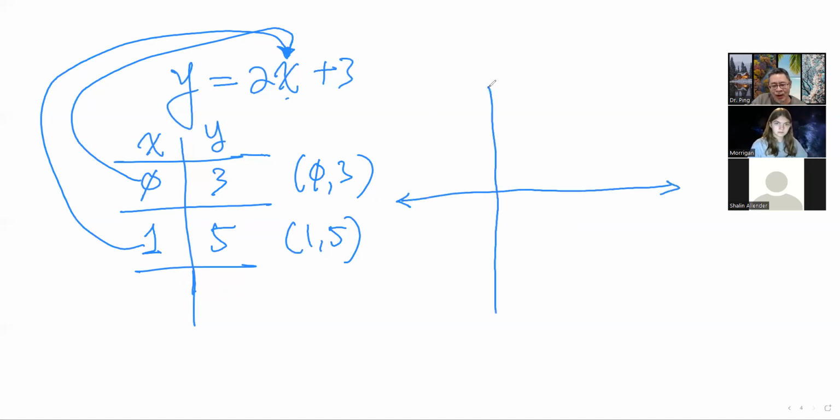And then graphing actually is straightforward. 0, 3. That's 0, 3. 1, 5: 1, 2, 3, 4, 5 will be here. And then that's our function. Good? Okay.